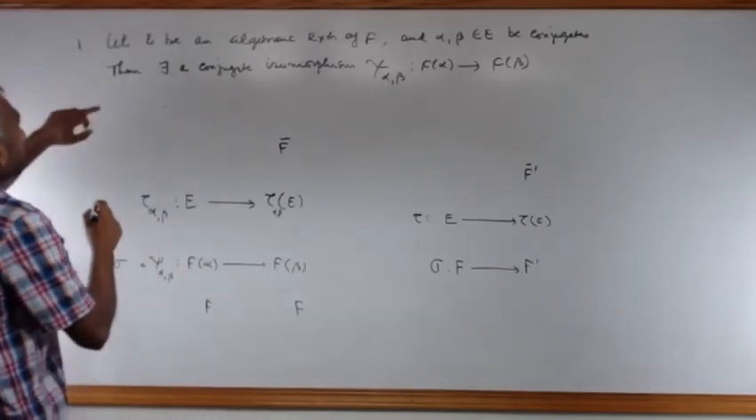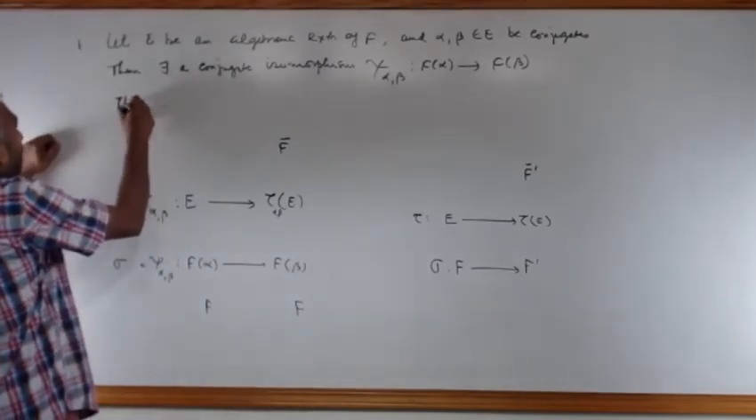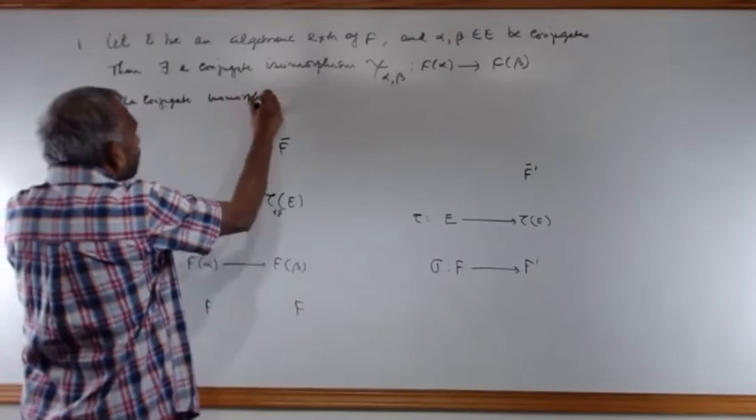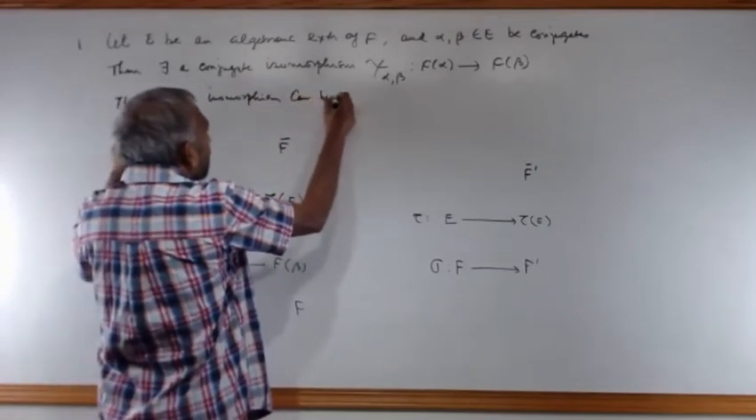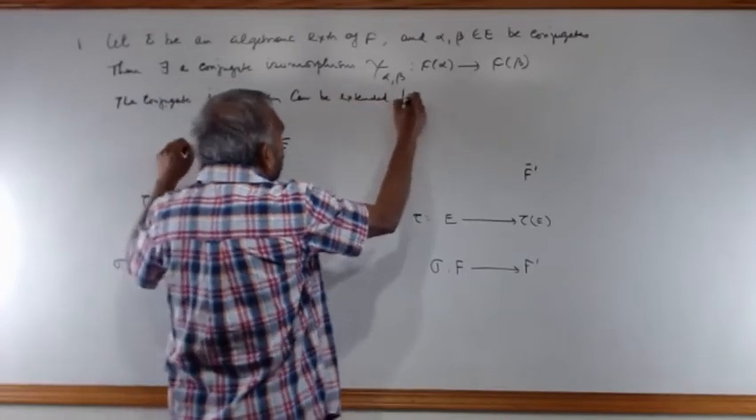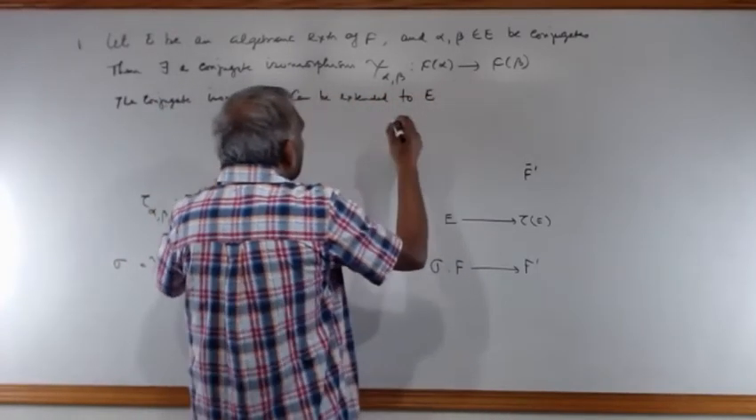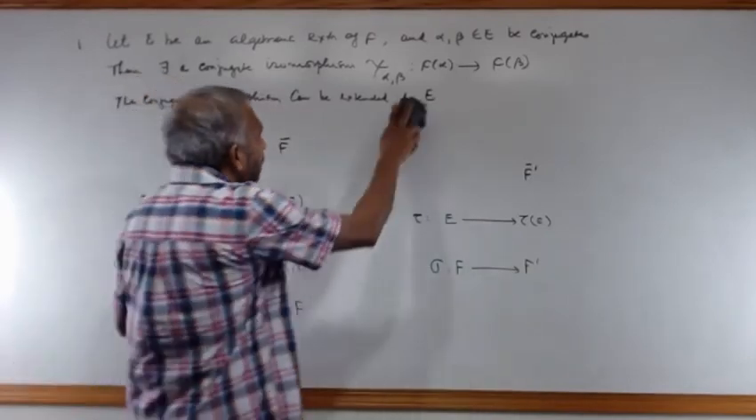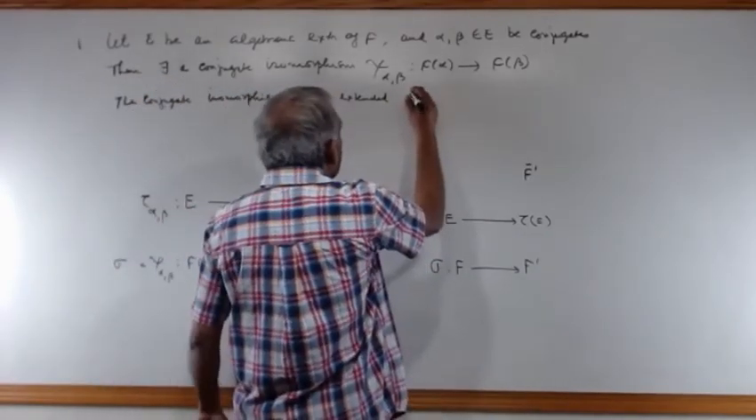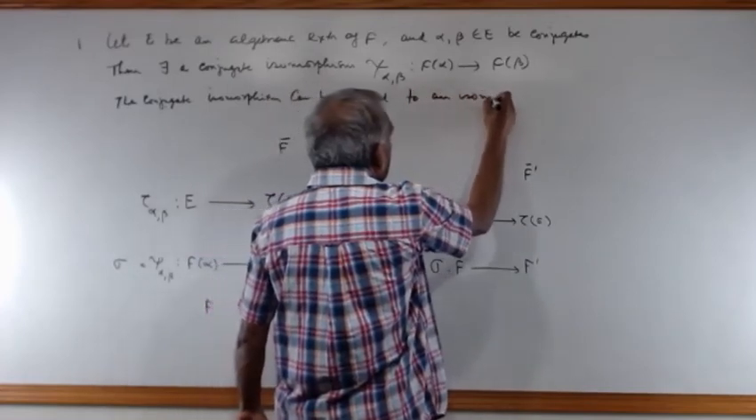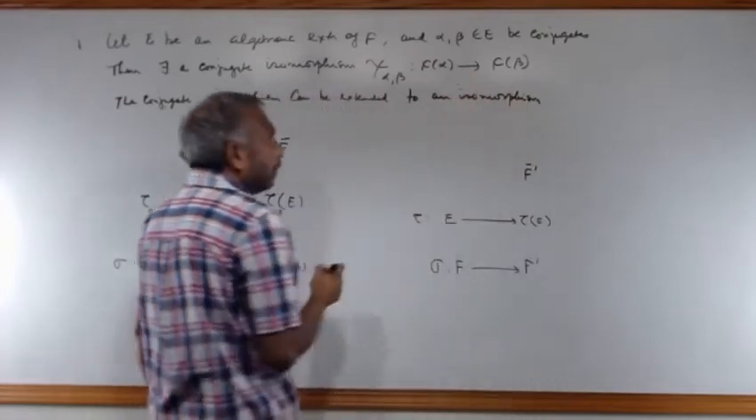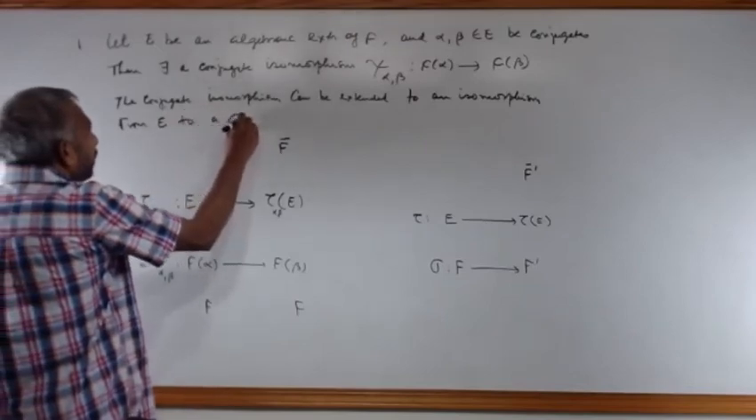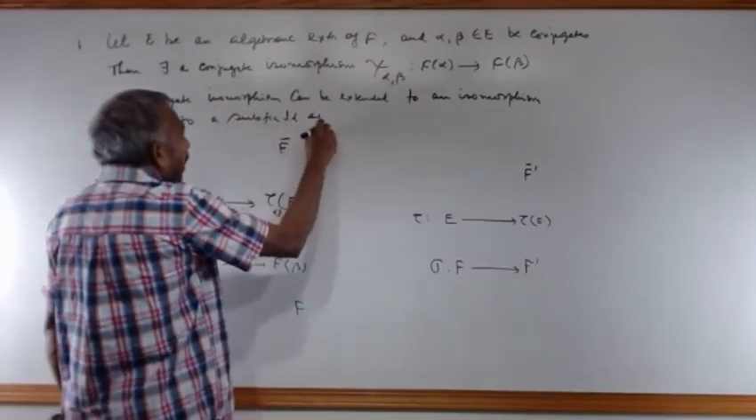So the result is the conjugate isomorphism can be extended to E, extended from E to an isomorphism from E to a subfield of F closure.